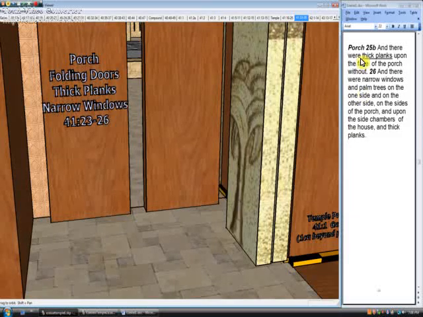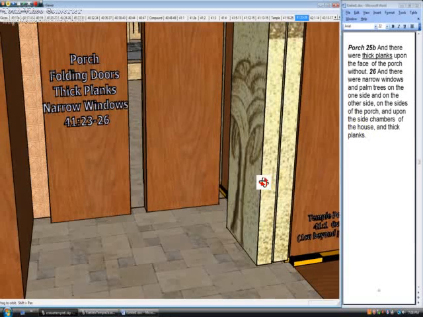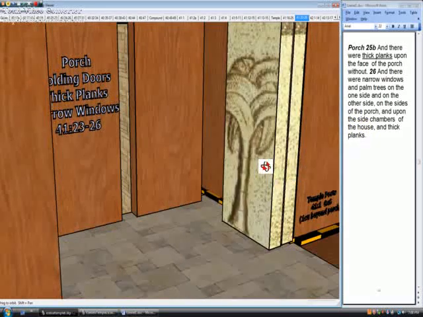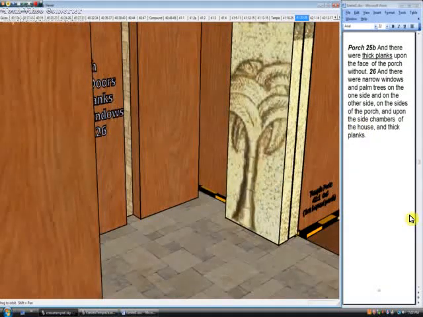Here's the porch. There are thick planks, narrow windows, and here's also the picture of the folding doors, one on this side and one on the other side.